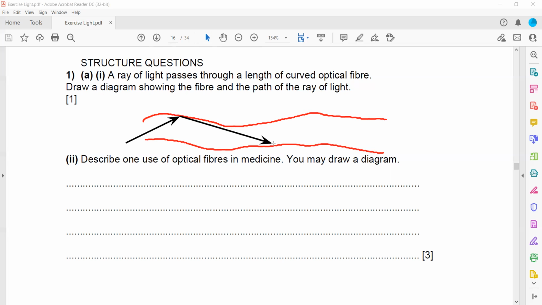This light will undergo total internal reflection. When the angle of incidence is more than the critical angle, light will undergo total internal reflection. And the second part.